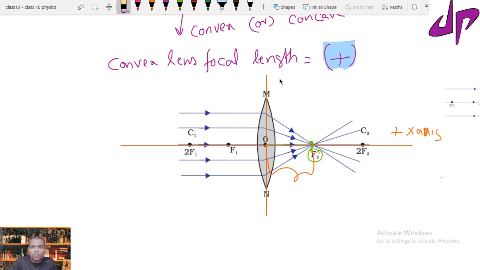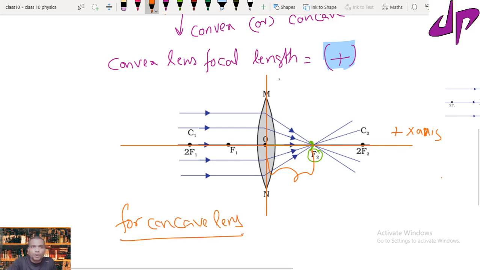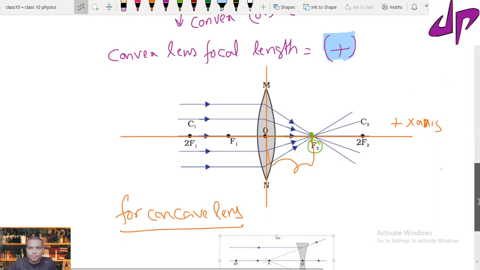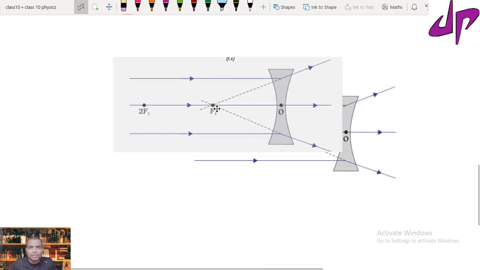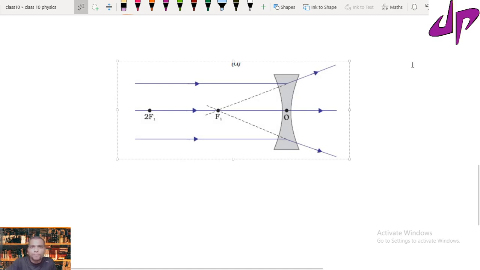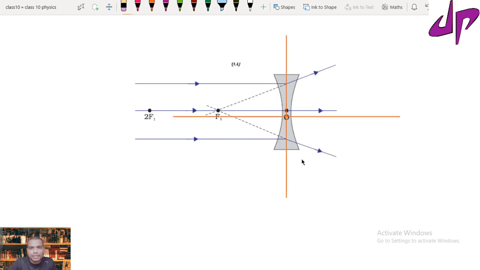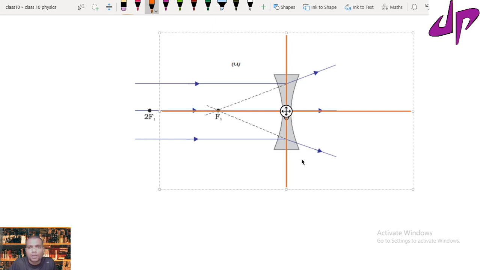So what about the focal length of a concave lens? To find out the focal length of a concave lens, we will observe this ray diagram. So, concave lens ray diagram. We know how to measure the focal length. So in the concave lens ray diagram, now I'll take the coordinate axis, which I can take exactly at the optical center. Now this is the coordinate axis, and we will measure the focal length from the optical center.